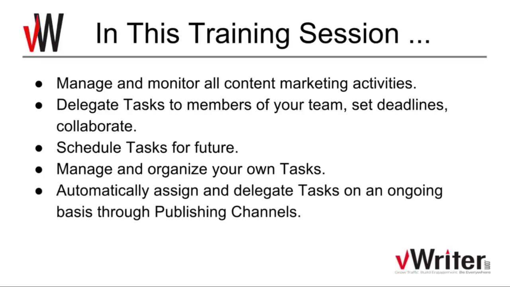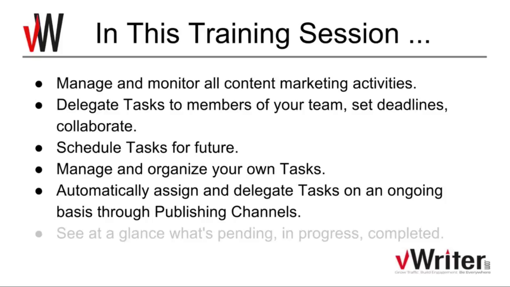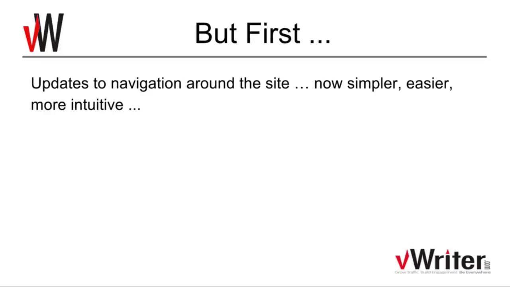And through publishing channels, you can automatically assign and delegate tasks on an ongoing basis. And this is through something called channel triggers, which we'll be getting into. And through the task manager, which I'll show you a bit later on, you can see exactly what's pending in terms of tasks, what's currently in progress and what's already completed. So you can really keep tabs on everything going on in your business for content marketing purposes. You can also use tasks for anything else you want to, of course, as well.